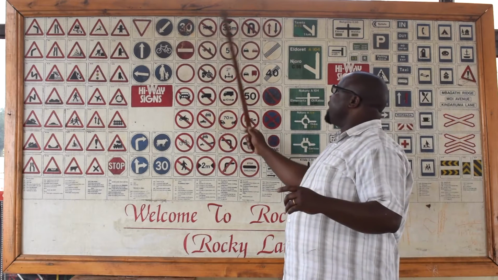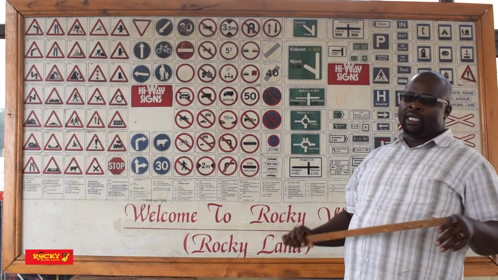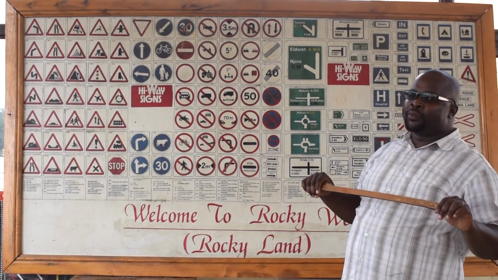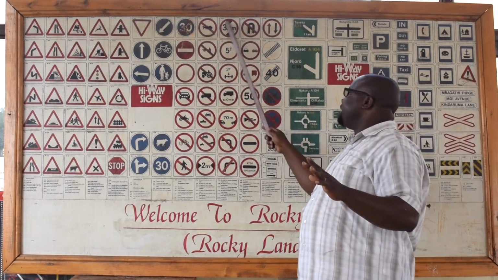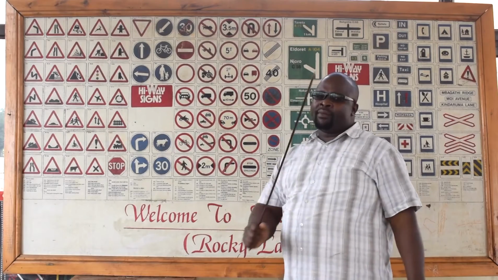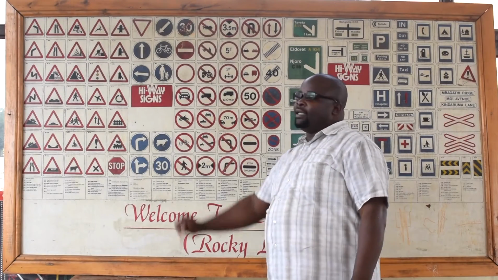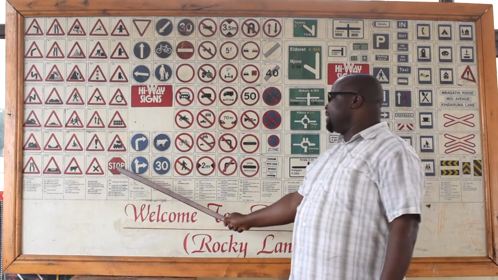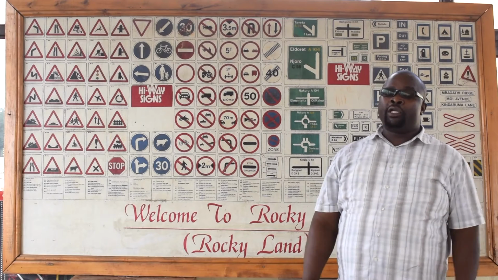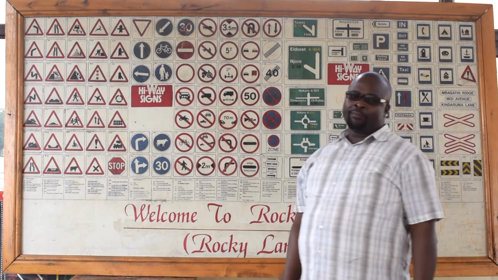These regulatory signs, group A, are further divided into three subgroups. Subgroup number one is this sign and this sign here. These two signs are found under subgroup number one. We call these signs priority signs.